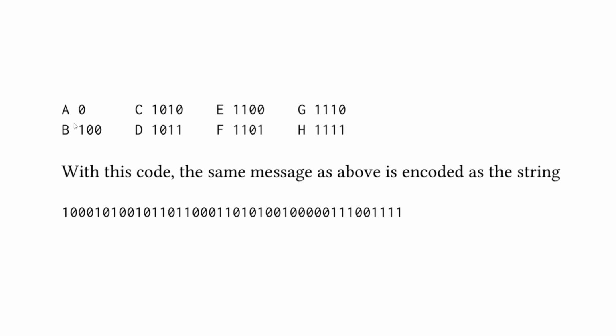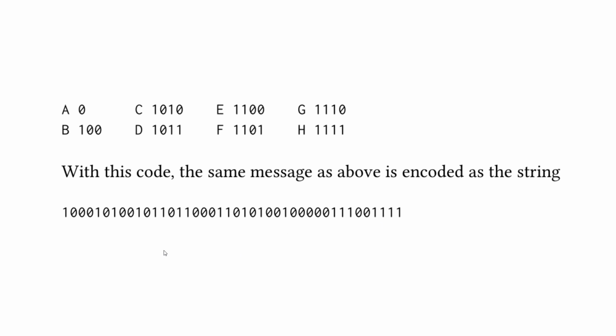I guess this one is not, or yeah, so B is 100 and the remaining codes are all 4 bits. This is 3 bits. So none of these C, E, G, D, F, H, none of these start with 100 either. And if we do this and encode the same string that we had before, we end up with a much shorter string. So I don't know how many this is, but it is definitely less than 54.